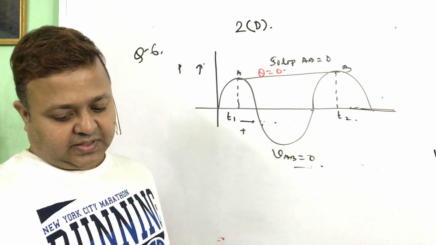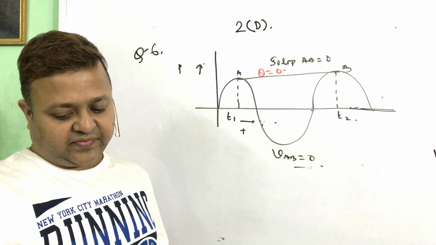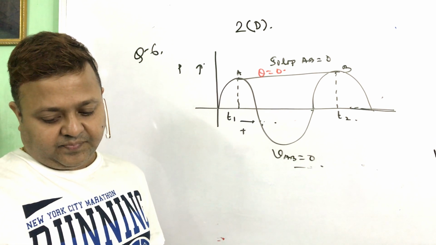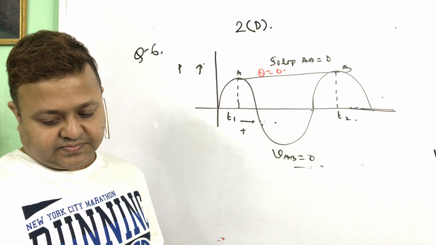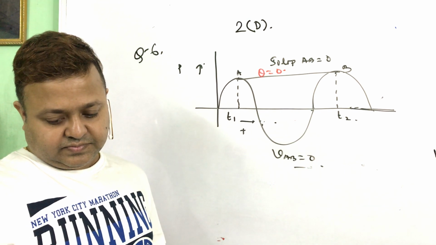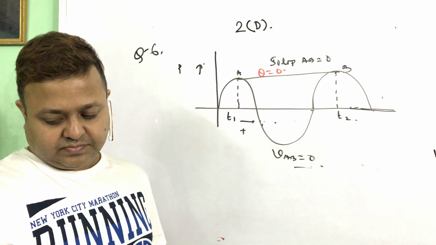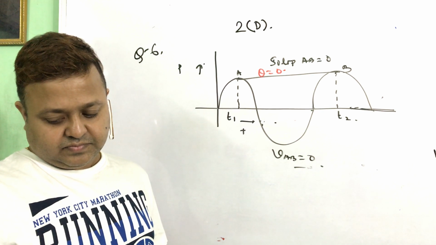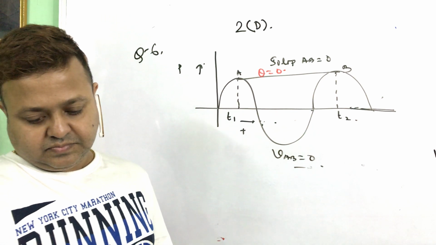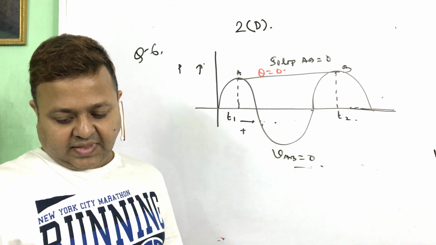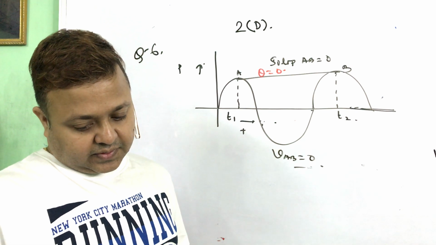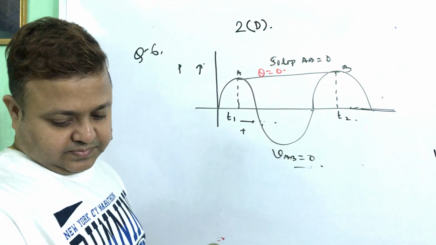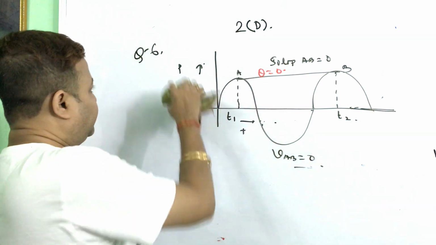Number 7. A particle starts from rest whose acceleration versus displacement graph is shown in the figure. Find the velocity of the particle at t equal to 15 seconds. Acceleration versus displacement. Number 7.